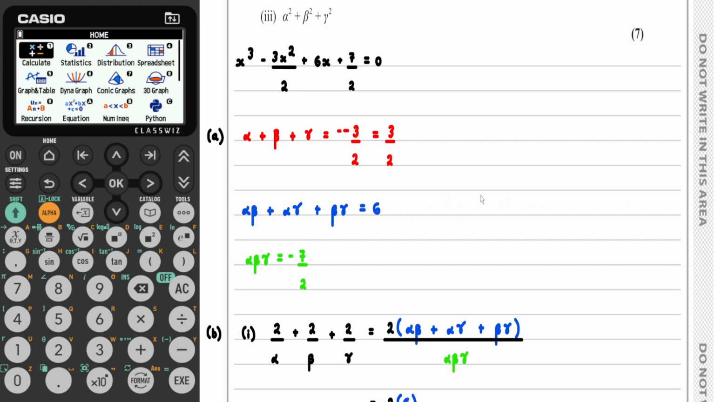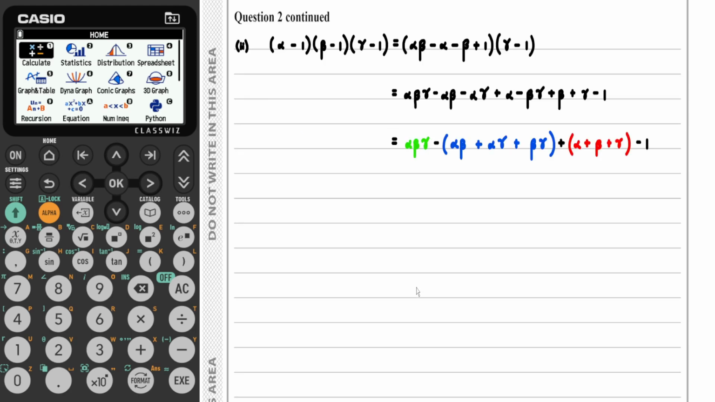Using the results from part A, we would have negative 7 over 2 subtract 6 plus 3 over 2 subtract 1, and that's equal to negative 9.